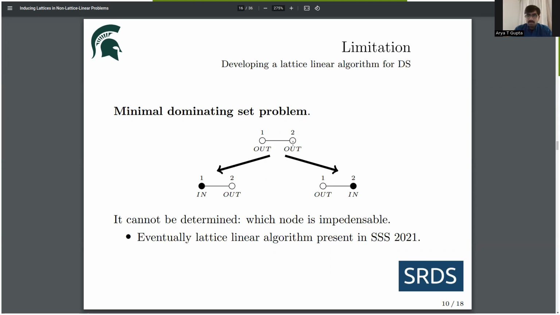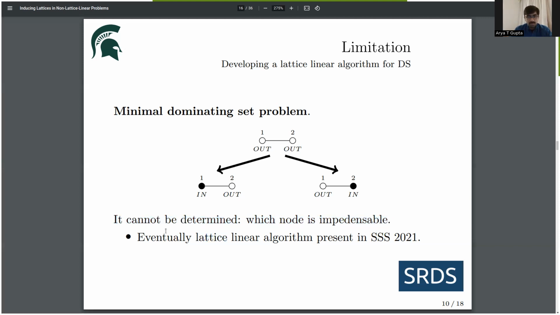In this example, again, this is a graph of two nodes. Both the nodes are out. So either two can move in or one can move in, and both such transitions will lead to separate optimal states. So when two moves in, we have that in this transition, two is impedanceable. And according to this transition, one is impedanceable. So we have a problem here. We cannot actually determine which node is impedanceable, and that's why the minimal dominating set is a non-lattice linear problem.